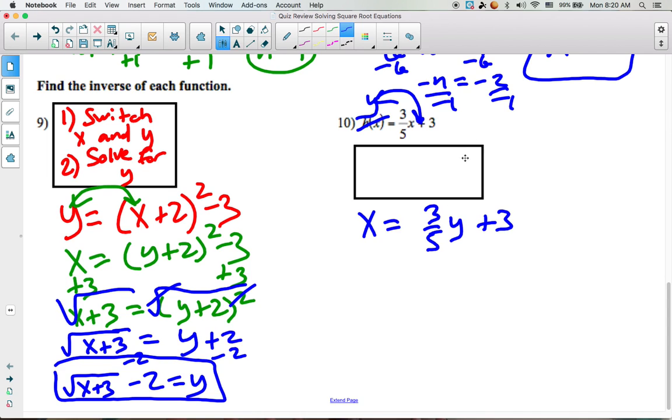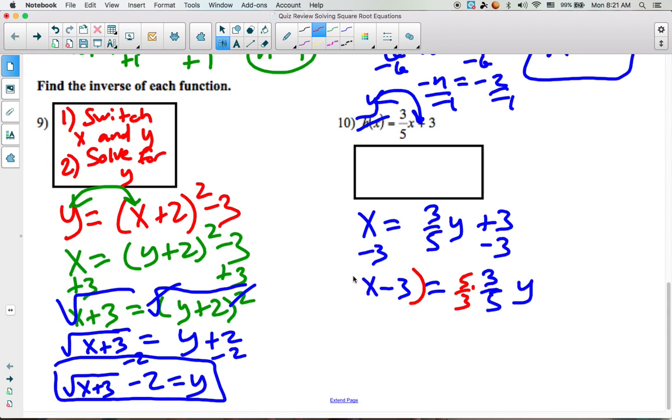And then we're going to solve the equation for y. I'm going to subtract 3 from each side. Gives me x minus 3 equals 3/5 y. And then to get rid of this fraction, we always multiply by the reciprocal, which would be 5/3. And we have to do that to each side.